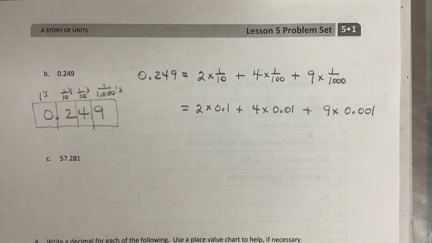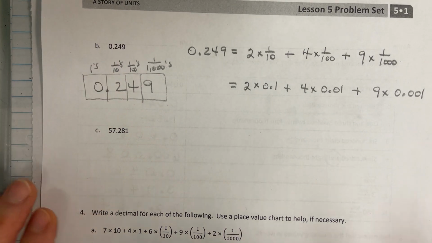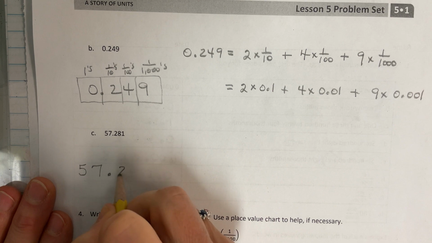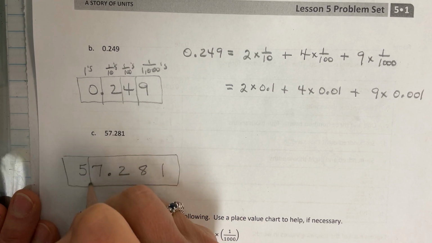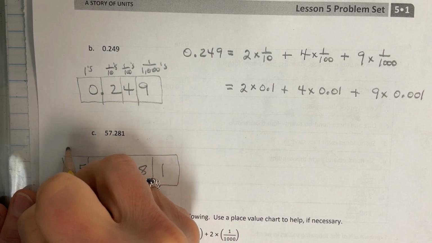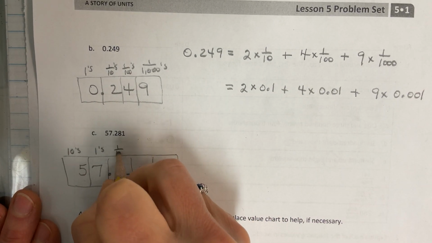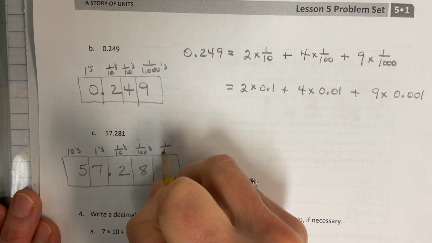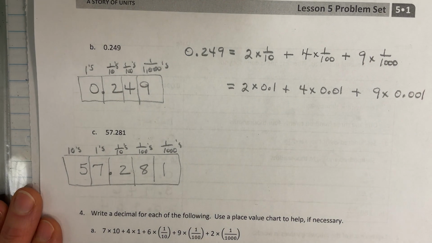Okay, so let's try this next one. The next one, notice, has a whole number. This one didn't. So if I put this in a place value chart really quickly, kind of write it bigger and space it out a little bit. And I'm going to label my places. This is the tens place and the ones place, the tenths and the hundredths and the thousandths. We're going to get really good at that place value chart, hopefully.